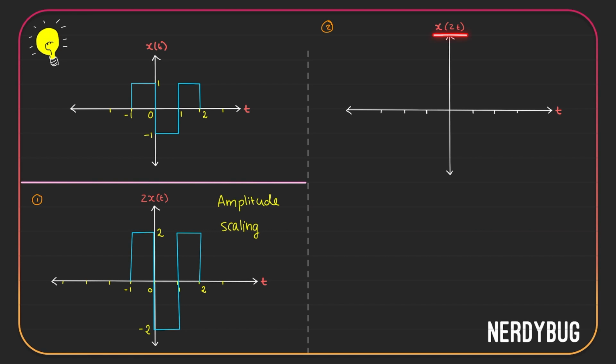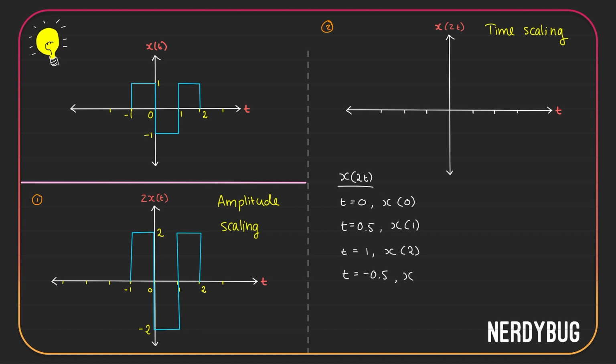Now we have to find out x of 2t, and that's what we call time scaling. We have already done this, we'll do it again. x of 2t, so at t equal to 0, you will get x of 2 times 0, that is x of 0. At t equals 0.5, you get x of 2 times 0.5, that is x of 1. At t equals 1, you get x of 2 times 1, that is x of 2. On the other side, when t is minus 0.5, you get x of minus 0.5 multiplied by 2, that is x of minus 1. And when t is minus 1, you get x of minus 2.